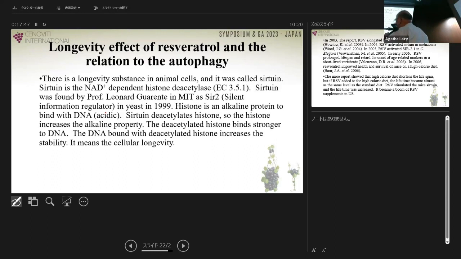The histone is an alkaline protein that binds with DNA. DNA is acidic. So sirtuin deacetylates histone, and the histone increases its alkalinity. So the deacetylated histone binds more strongly to DNA. The DNA bound with deacetylated histone increases in stability. So it means longevity. The DNA becomes very stable.